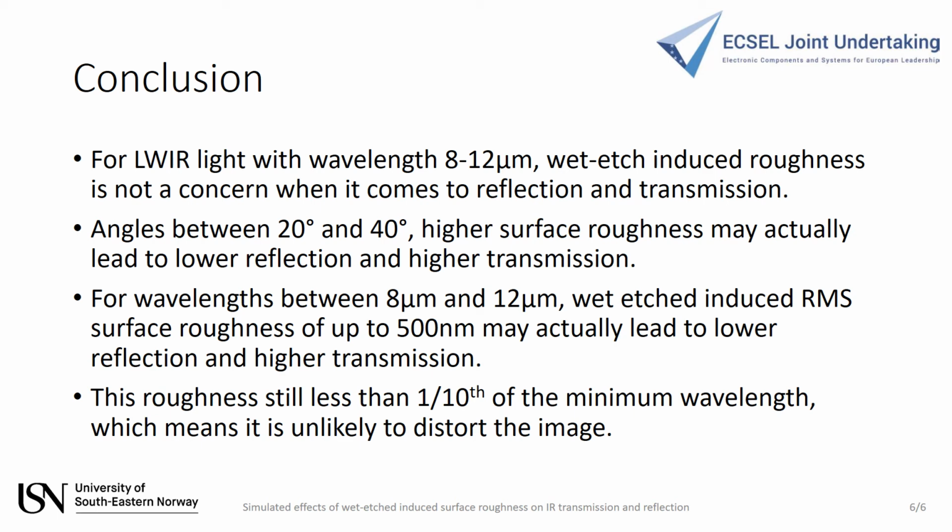Now, our most interesting result is that for wavelengths between 8 and 12 micrometers, wet-etched induced surface roughness of up to 500 nanometers may actually lead to lower reflection and higher transmission. Now this roughness is still less than 1/10 of the minimum wavelength, which means it is unlikely to distort the image. This again means that for our device, instead of worrying about the surface roughness as a result of etching the cavity, we could actually alter parameters to increase this roughness, and as a result get more of the incoming light to our image sensor.